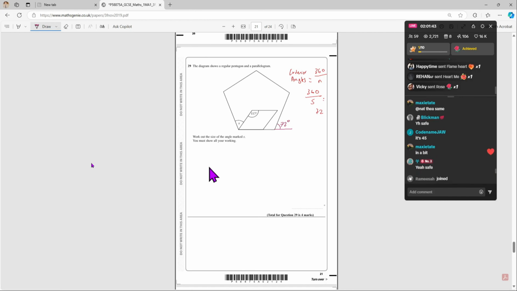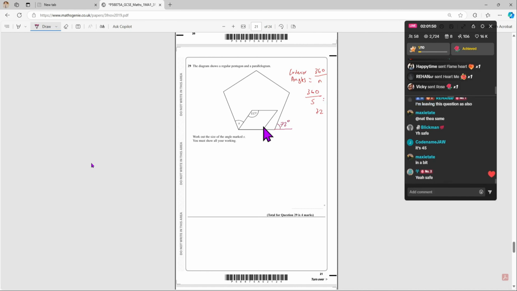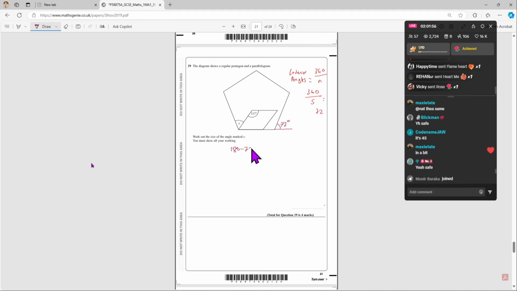Now we can work out the interior angle. We know that angles in a straight line add up to 180 degrees. So you would do 180 minus 72, which will be 108 degrees. So we know that this is going to be 108 degrees because straight lines add up to 180 degrees.